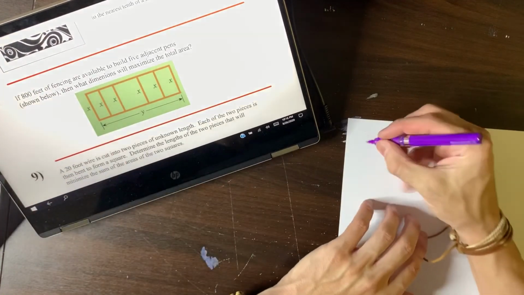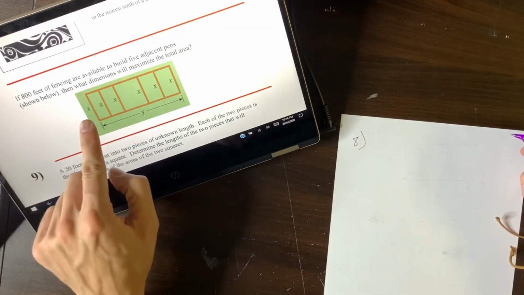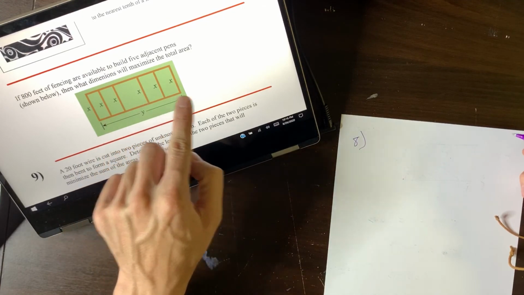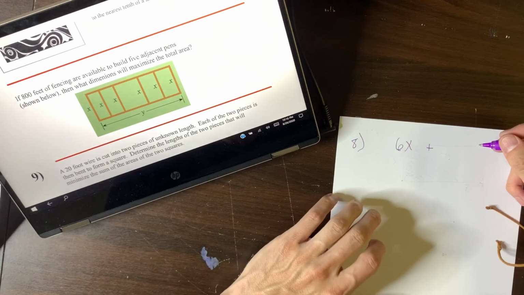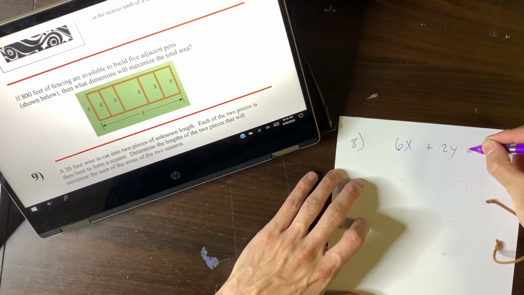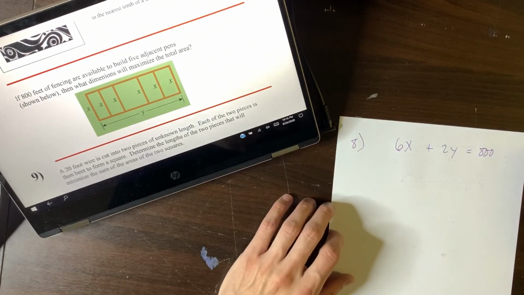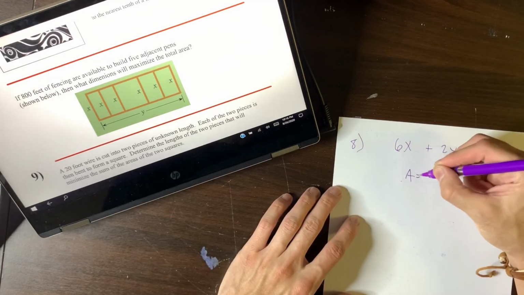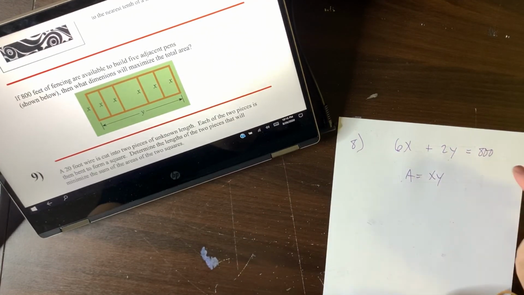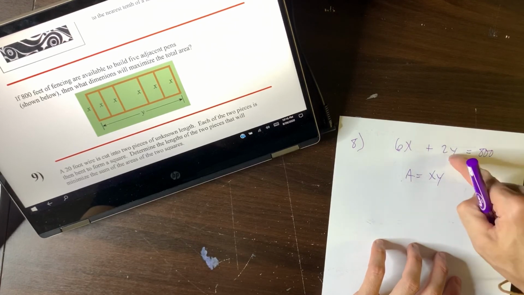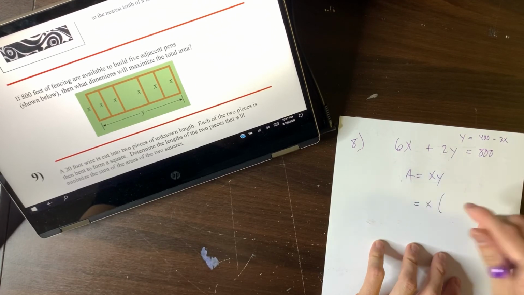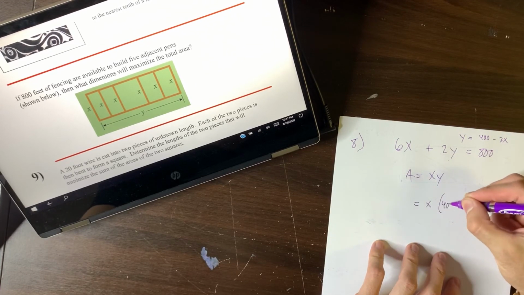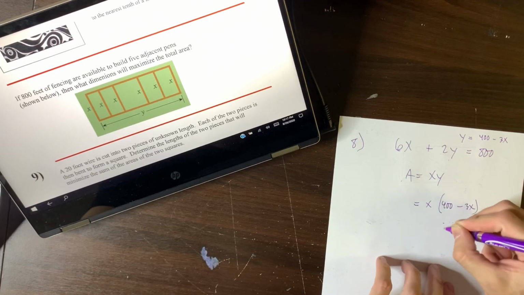So for number 8, real fast, we have 1, 2, 3, 4, 5, 6 x's, and then we know that we're going to have 2 y's, and that's going to give us the 800 feet of material. And then the area is going to be x times y. So this one really mimics the one that we did earlier. If you get this y alone, it's going to be 400 minus 3x. So this is going to be x times y, which is 400 minus 3x, and just go from there.